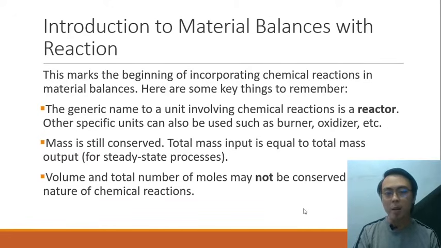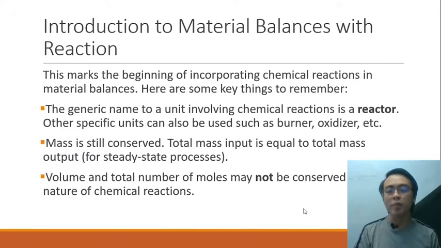Second, mass is still conserved. The total mass input is equal to the total mass output for all steady-state processes. We are still dealing with processes that conserve mass from inputs to the output for steady-state processes. So your total mass input would still be equal to your total mass output even if you had a chemical reaction or even if you had a change in the components of your feed.